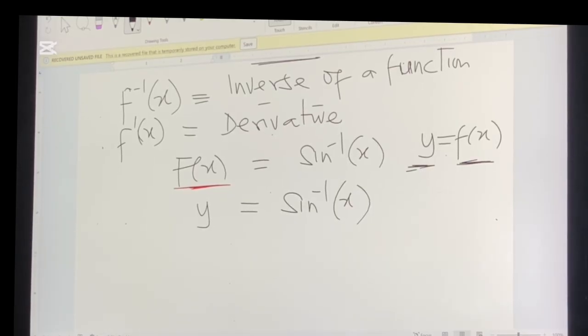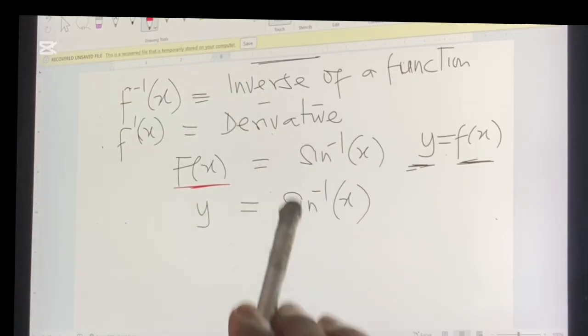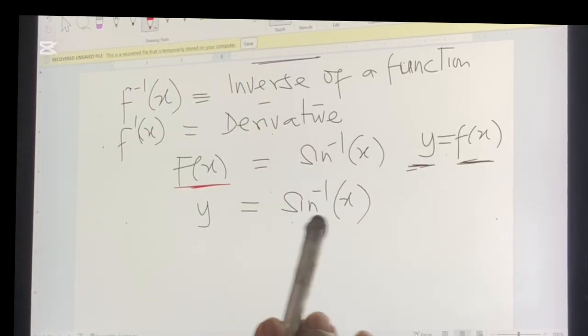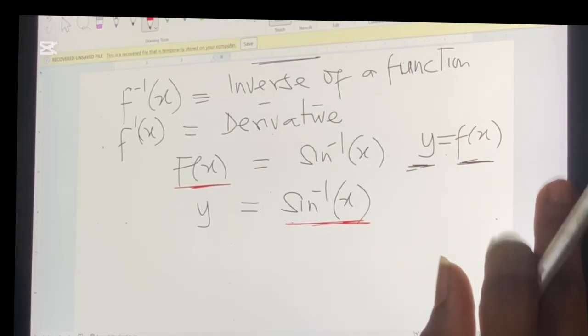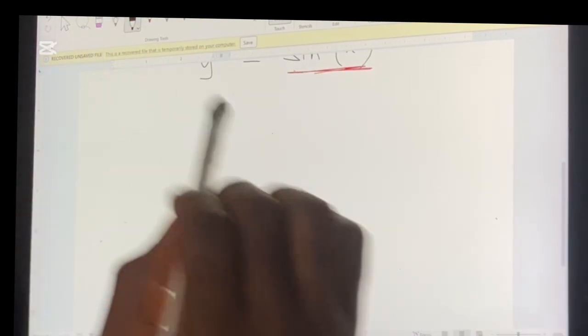Okay, now we have to identify this function here. This function here is trig. Whenever you have sine, cosine, tan, sec, cosec, cot, they are all trigonometric. Please take note. So for us to differentiate any trig, we have to know the special functions and their derivatives. Now, what are the special functions and their derivatives? We have something like this, class.